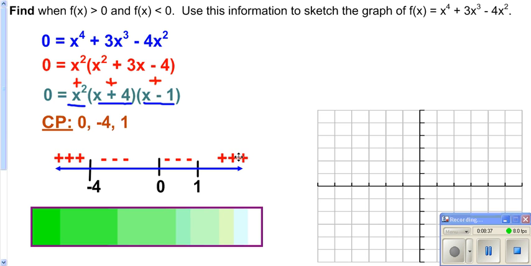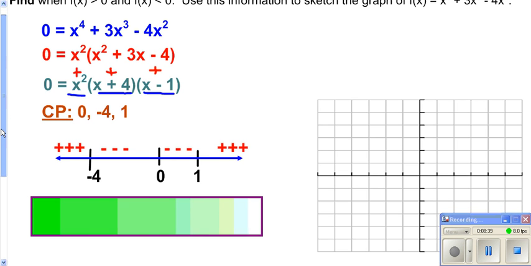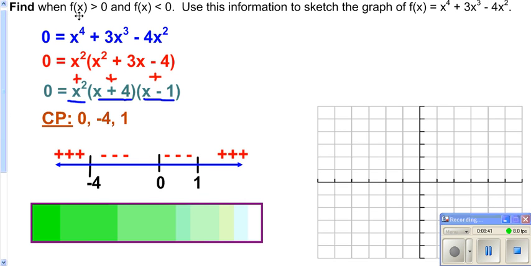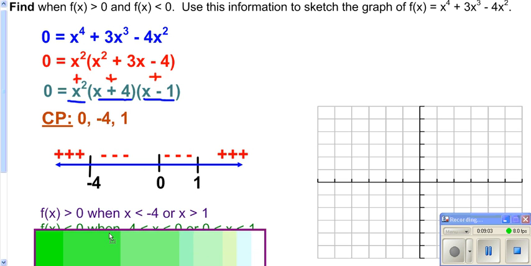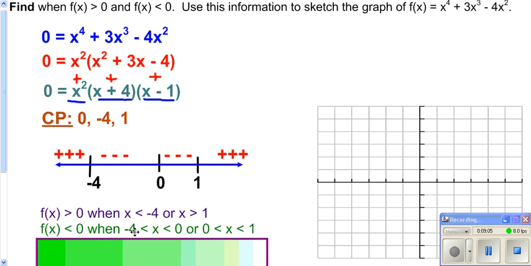So now we can go ahead and answer what's being asked. Now they want to know, when is your function being greater than 0? Well, that's where it's positive, here and here. So when is it greater than 0? Well, your function's greater than 0 when x is less than -4, and your function's greater than 0 when it's above 1. When is it negative, being below the axis? Well, that occurs when you're between -4 and 0 and between 0 and 1.